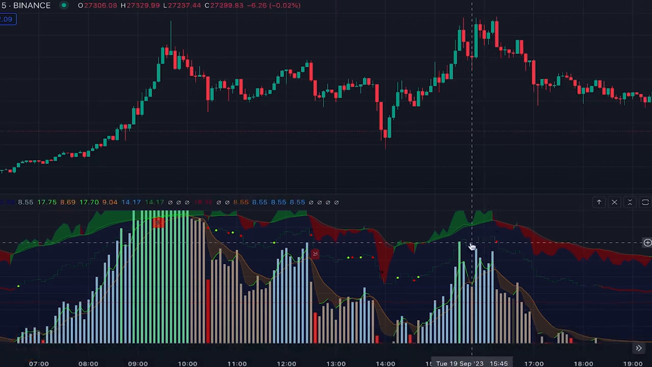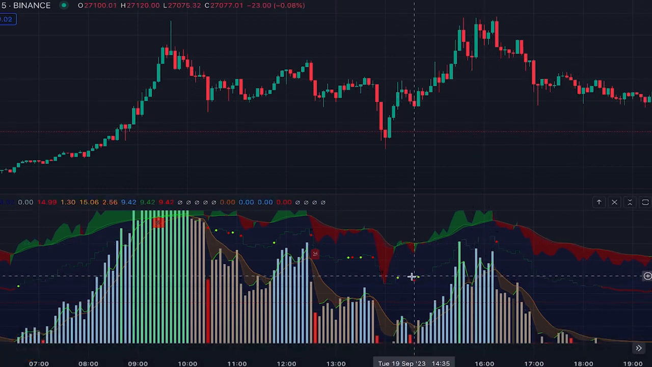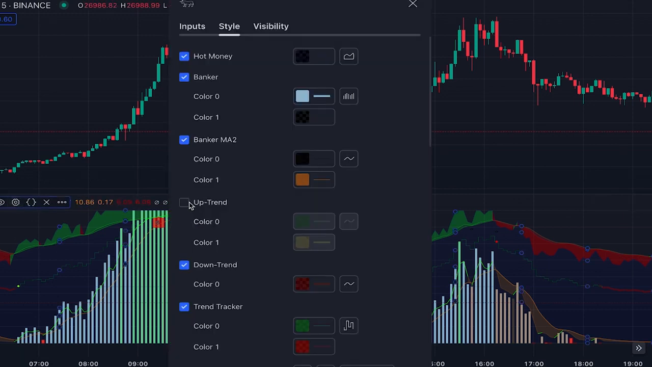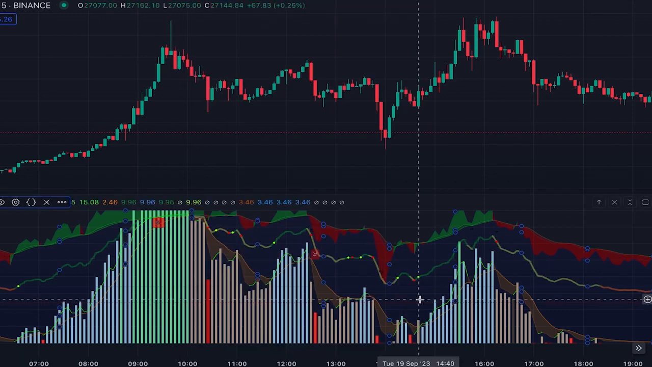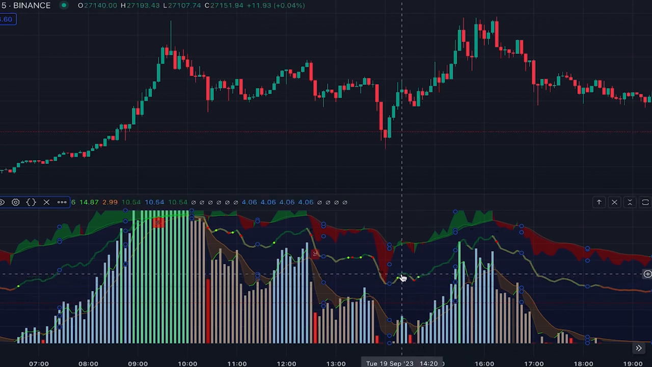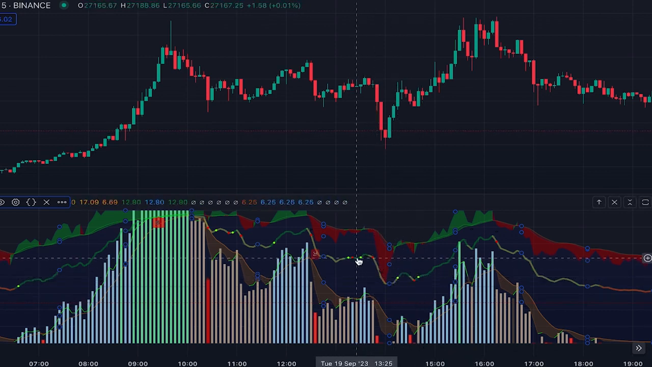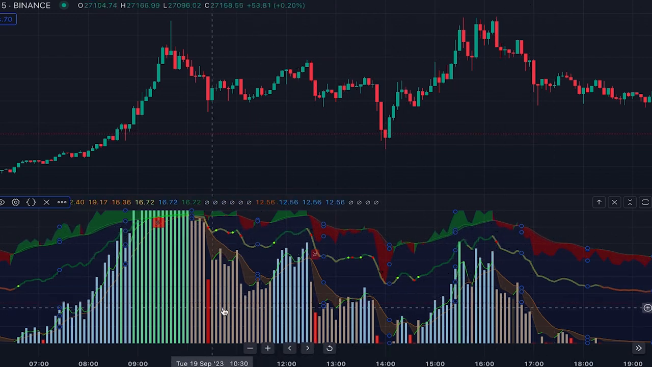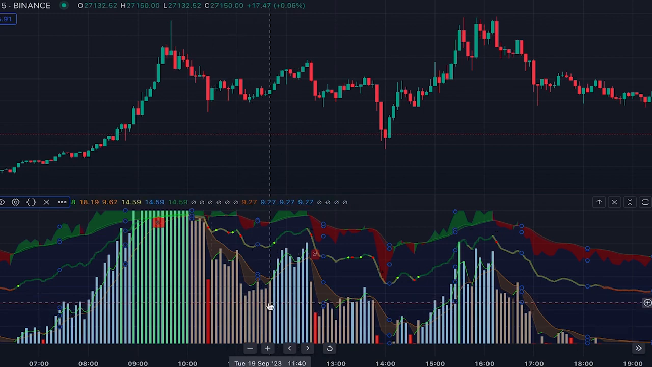We have also a line here which is called trend tracker, and let me also turn on the uptrend. So we have both uptrend and downtrend, and we have also these signals that are in the form of small green and red dots, and they are actually based on these momentum changes. As I said, our focus here with this indicator is on this histogram that can show us entry and exit of large traders.